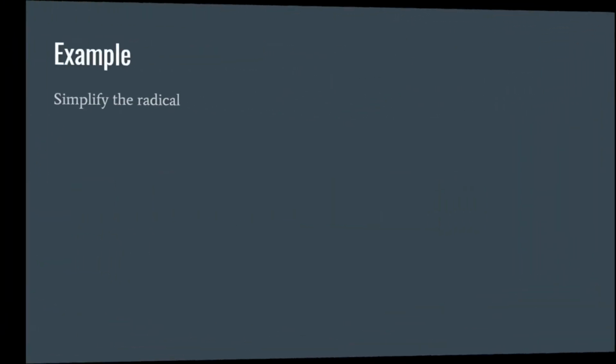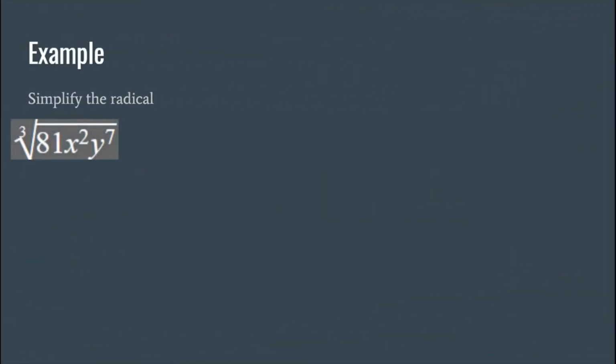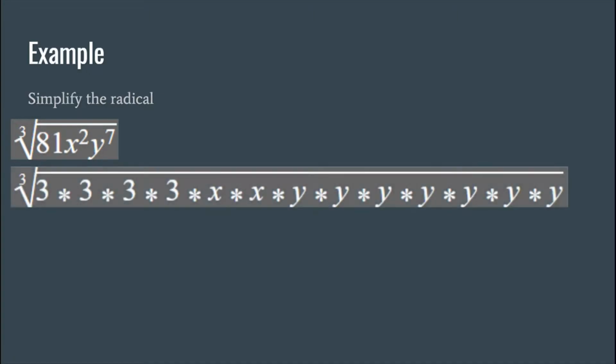This time we have an index that's not 2, it's a 3, but we start off the same. First thing we're going to do is prime factor this. So that's what this looks like. 81 is 9 times 9, 9 is 3 times 3, and I got 2 9s, so I got another 3 times 3 there. X squared, x times x, and I got 7 y's.